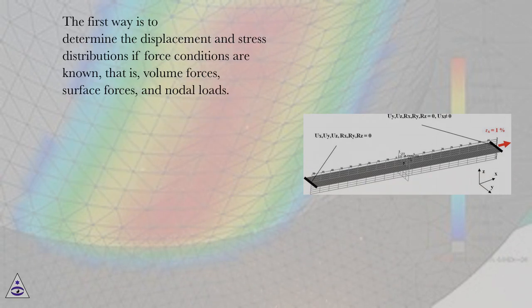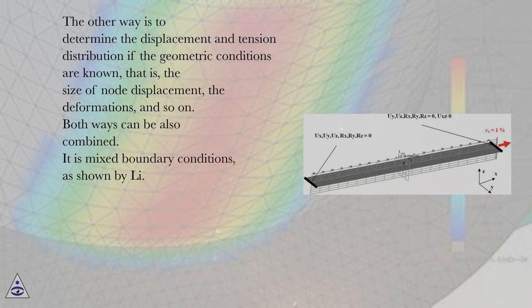The first way is to determine the displacement and stress distributions if force conditions are known, that is, volume forces, surface forces, and nodal loads. The other way is to determine the displacement and tension distribution if the geometric conditions are known, that is, the size of node displacement, the deformations, and so on. Both ways can also be combined. It is mixed boundary conditions, as shown by Lee.